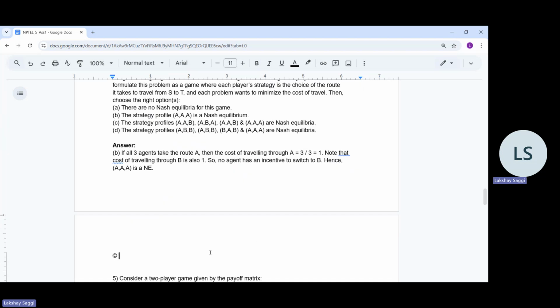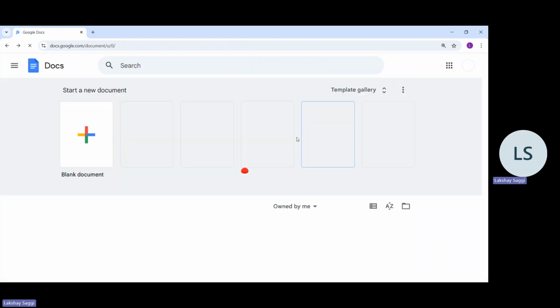So we are certain that option A, which says there are no Nash equilibria, is definitely incorrect. This is incorrect because we have obtained one.